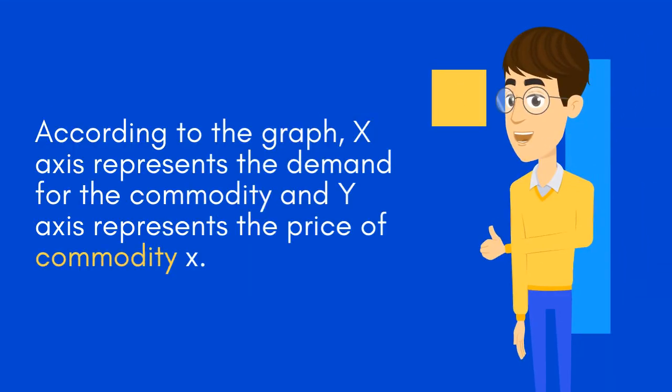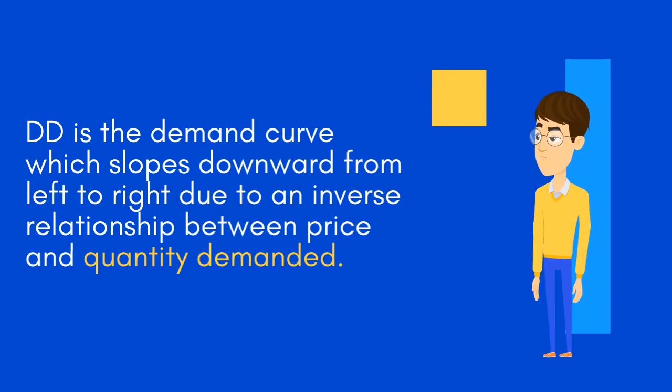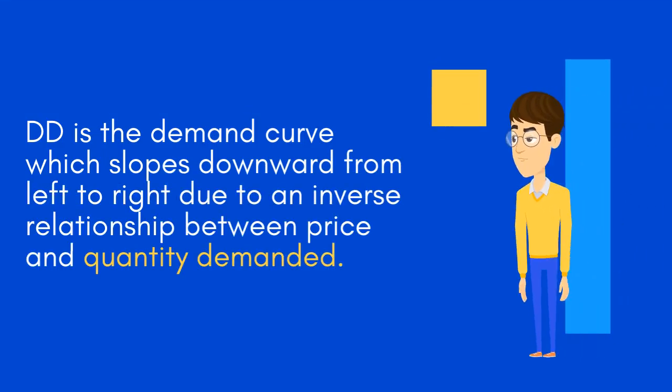According to the graph, x-axis represents the demand for the commodity and y-axis represents the price of commodity X. DD is the demand curve which slopes downward from left to right due to an inverse relationship between price and quantity demanded.